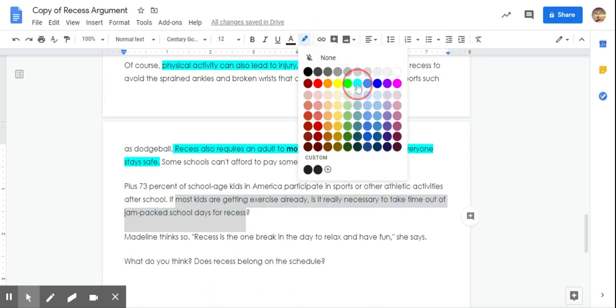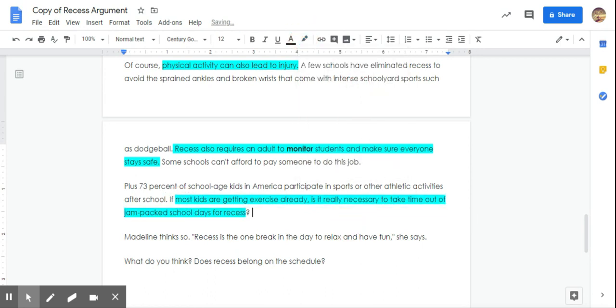Basically saying that, we don't need to include recess because most kids are getting some kind of exercise outside of school. Madeline thinks so. Recess is the one break in the day to relax and have fun, she says. What do you think? Does recess belong on the schedule? I'm going to highlight this last part here.